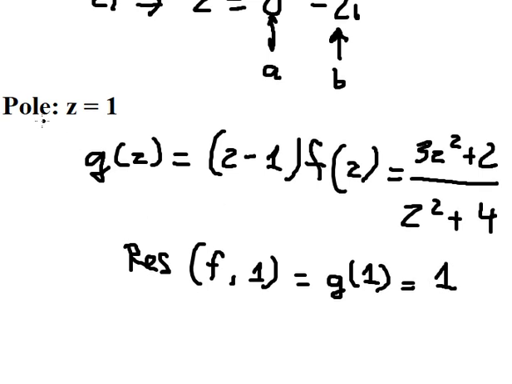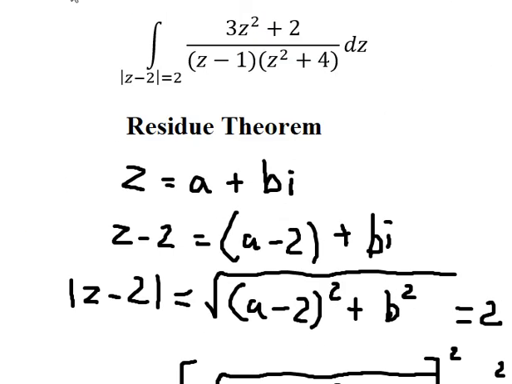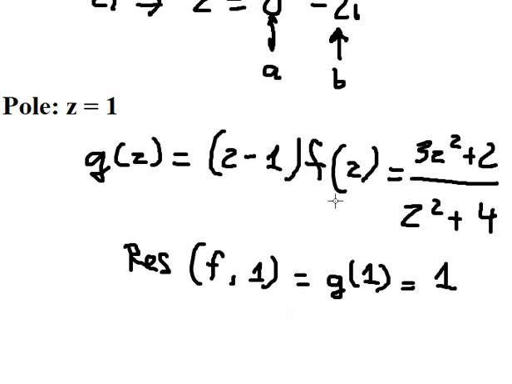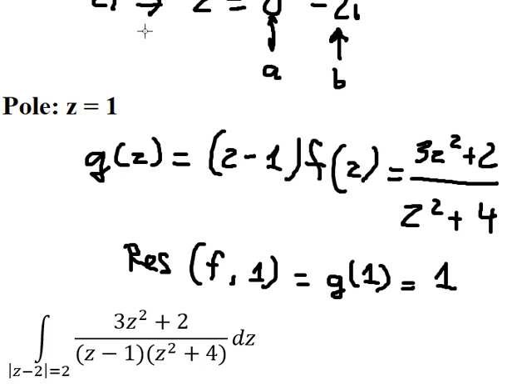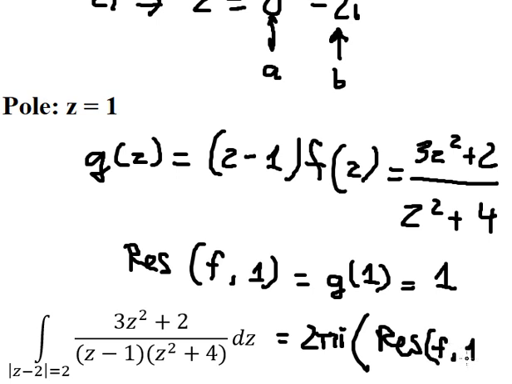Because we have only one pole here, now we can find the answer. We have 2πi times this residue. So we write the residue of f at location 1. We put number 1 in here and we have 2π. This is the end. Thank you for watching.